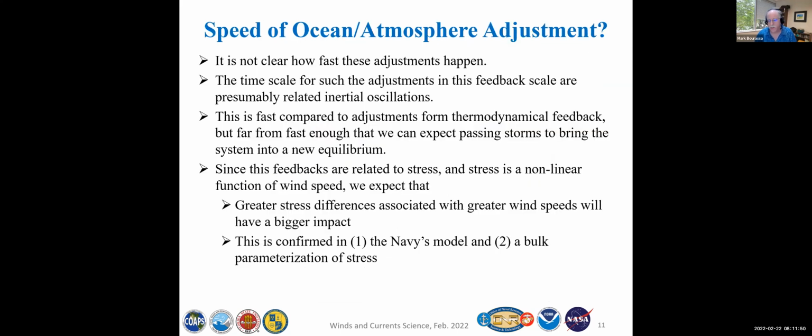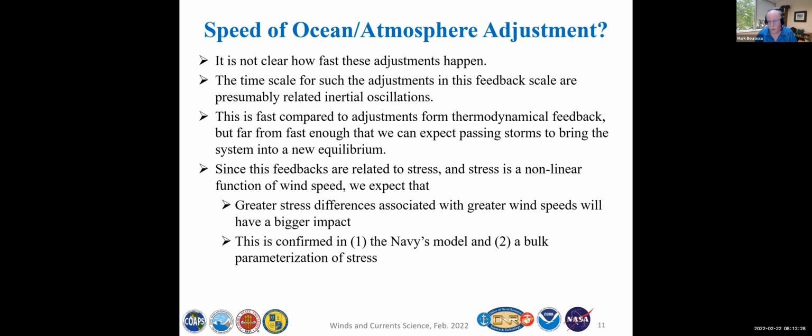So one of the questions we still have in trying to understand this is how fast do these adjustments happen? If the time scale is very fast, then it would come into balance quickly and it would probably be easy to model. If it's really slow, then it doesn't matter as much because it doesn't happen. You just see very slow changes. It's probably somewhere in the middle. The feedback scale is presumably related to Ekman processes, so you say roughly an inertial oscillation scale. And that's a non-negligible time scale unless you're at very high latitudes.